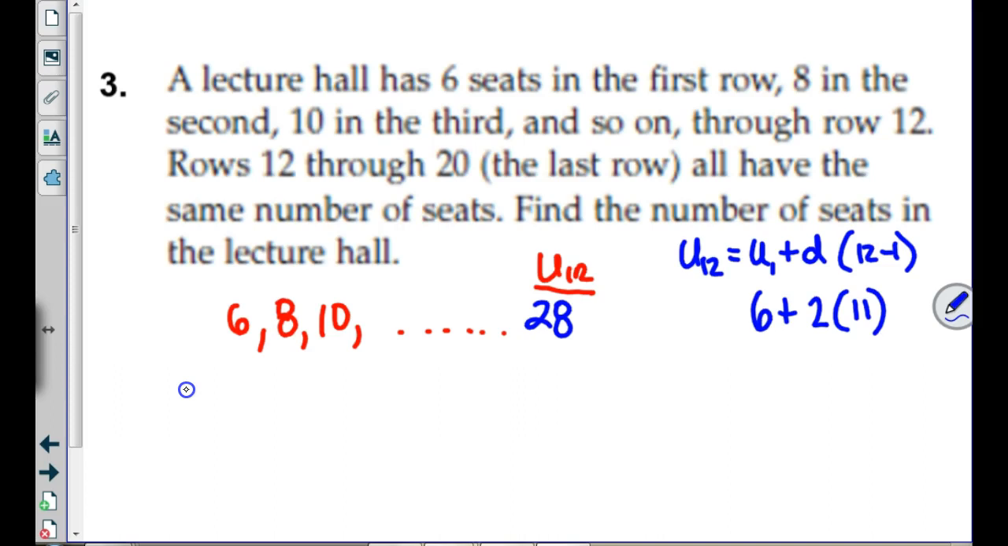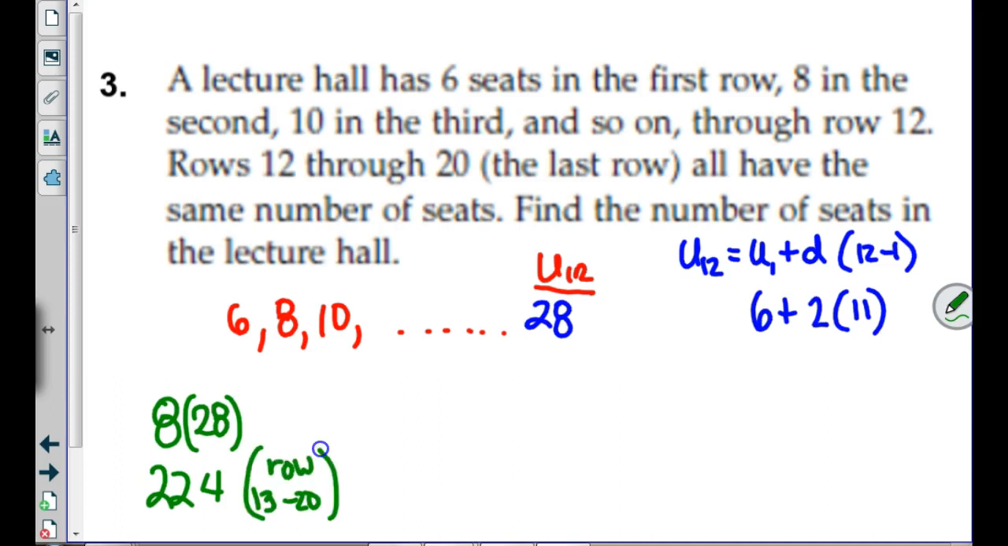Everybody good? Okay. And each of those rows will have what? So we can figure that part out pretty easy. I can't, but I hope you can. 4, 2, what? Okay. That's for rows 13 through 20. That's the total for those. How are we going to find the total for the first 12 rows?